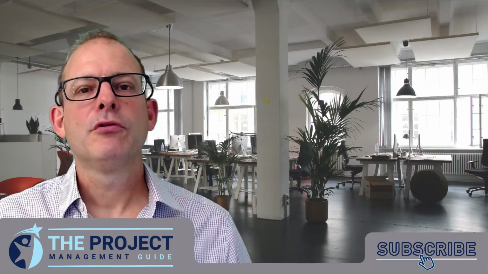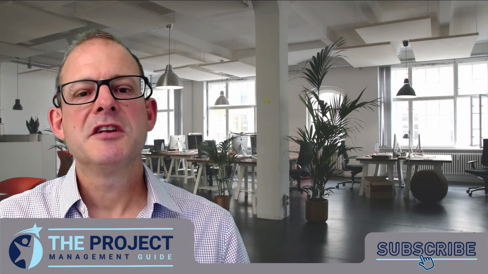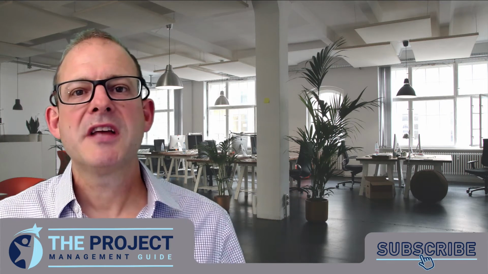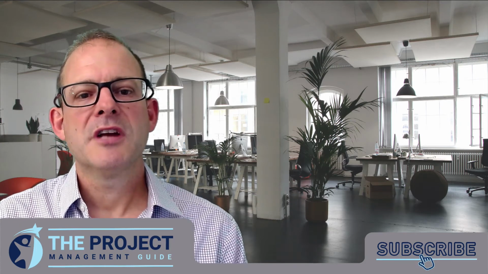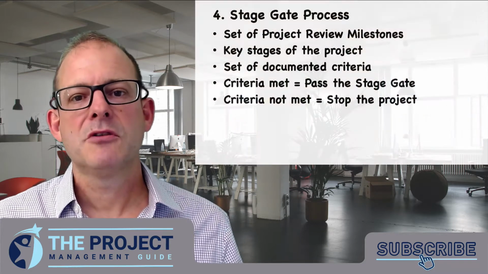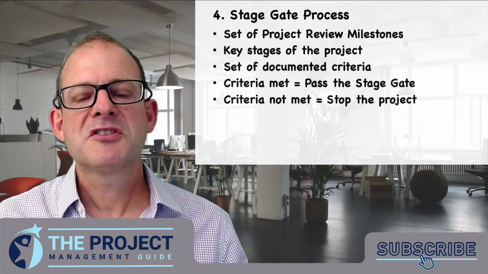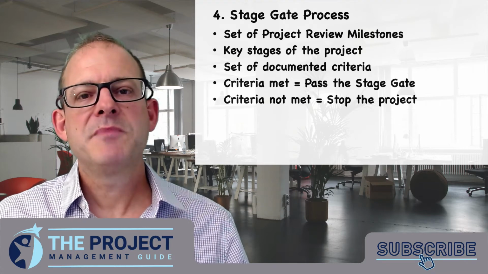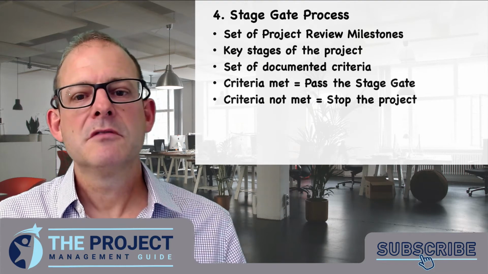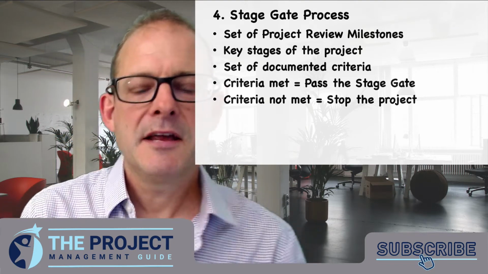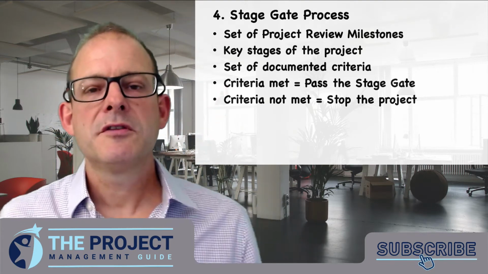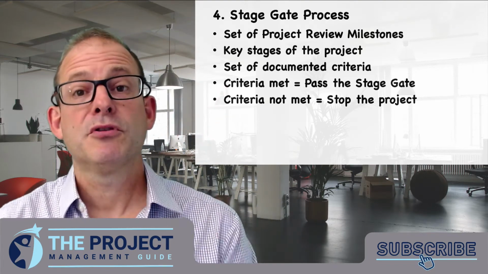And finally, the fourth governance function that we need to put in place is some sort of stage gating process on our project. So we need a set of project review milestones at key stages of the project, and these set out a set of criteria that have to be passed before we can meet the gate and pass the gate, basically. So it's important also that we could stop the project if we want to.